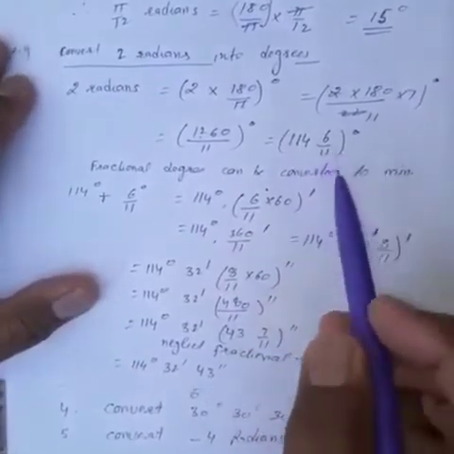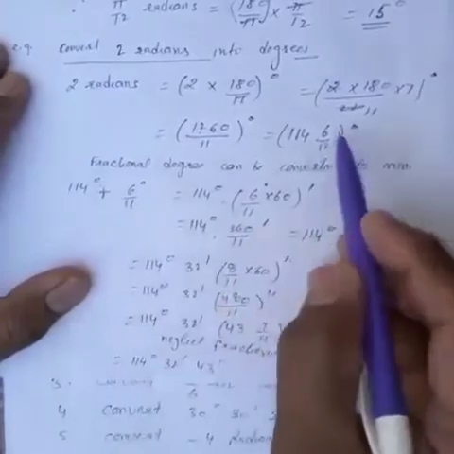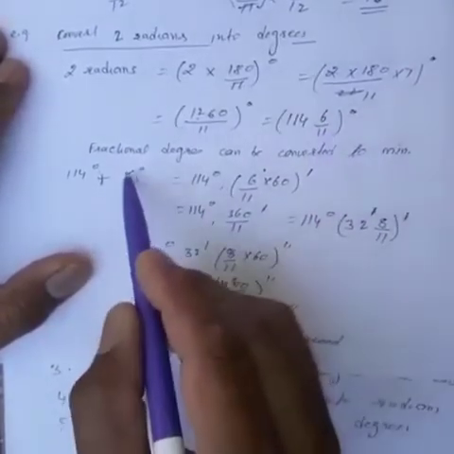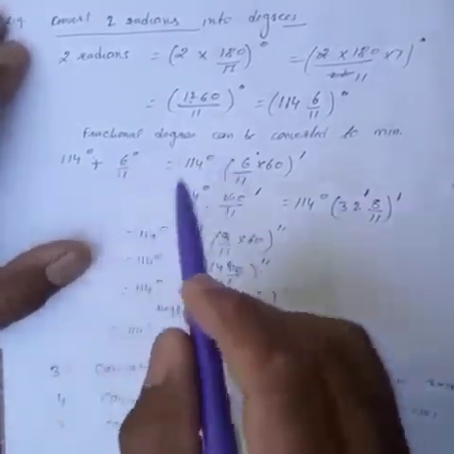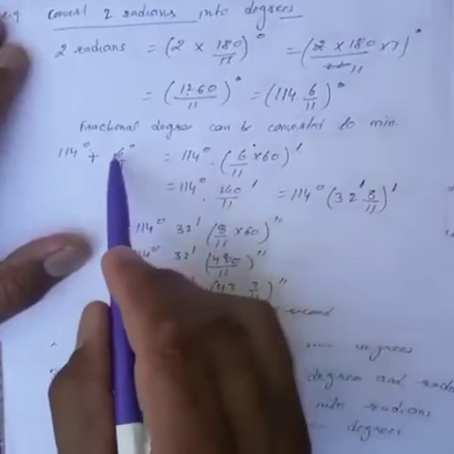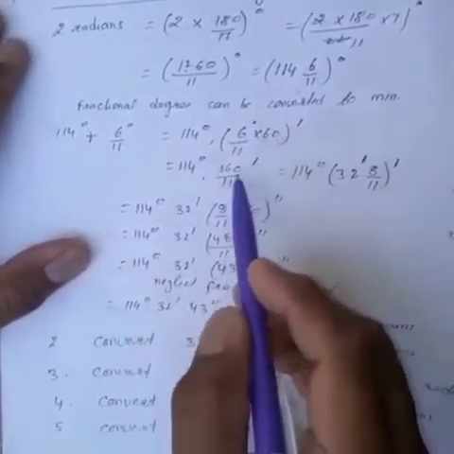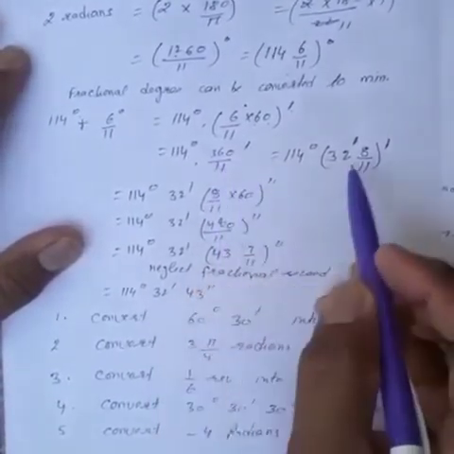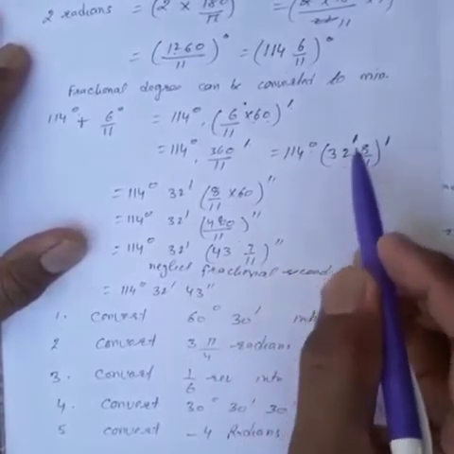Now we can divide it. After division we get 114 complete degrees and 6 upon 11. This angle is less than 1 degree, so this should be converted into minutes. An angle less than 1 will be converted into minutes, and to convert into minutes we have to multiply by 60. So this is 360 upon 11 minutes. Now after dividing, we will get that the angle will be 114 degrees 32 minutes.